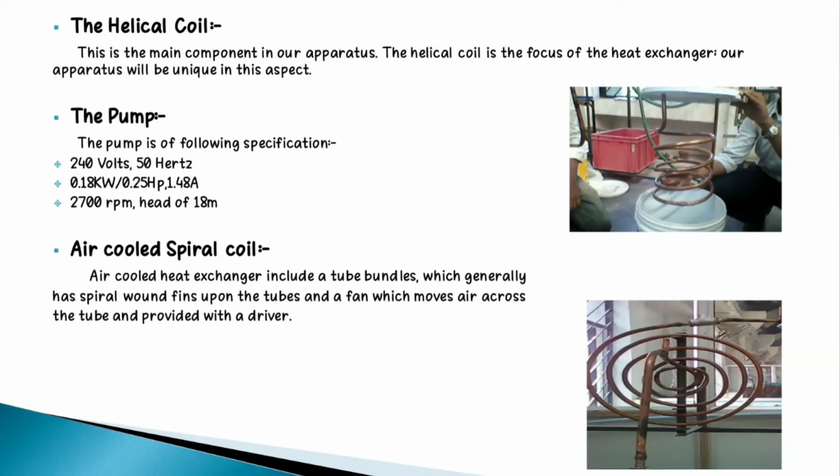The pump. The pump which we used has specifications of 240 volts, 50 Hz, 0.18 kW or 0.25 horsepower, 1.48 amperes, 2700 RPM, head of 18 meters. Air-cooled spiral coil. Air-cooled heat exchangers include tube bundles which generally have spiral wound fins upon the tubes, and a fan with a driver which moves air across the tubes.